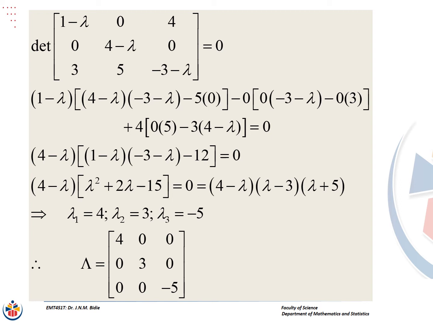The determinant of that matrix equal to zero is given by that step. Please check and make sure that it is correct, and note it is equal to zero. That step carries a mark. You need to make sure that you write it down properly. Simplify and confirm that you'll only be left with those three factors: 4 minus lambda, lambda minus 3, and lambda plus 5, giving you the values for lambda 4, 3, and negative 5. Please confirm that that's what you will get.